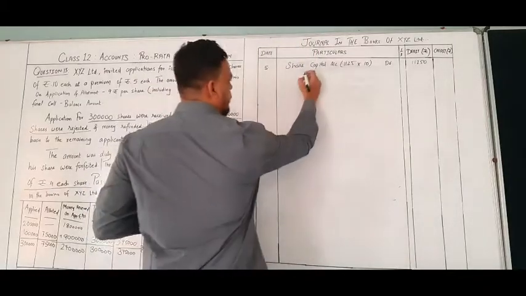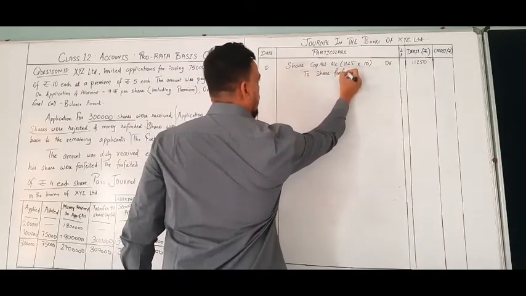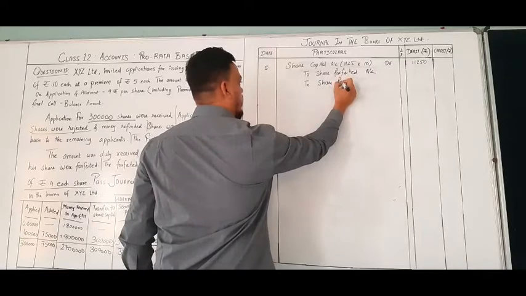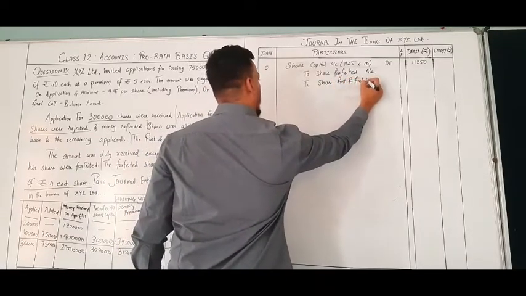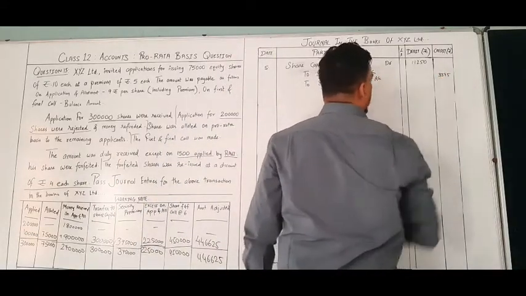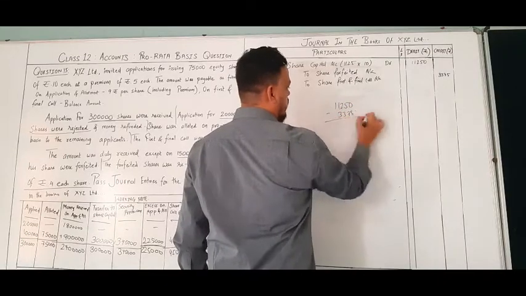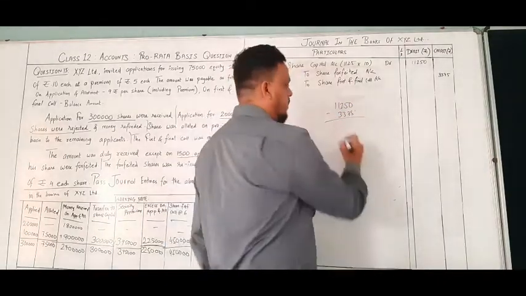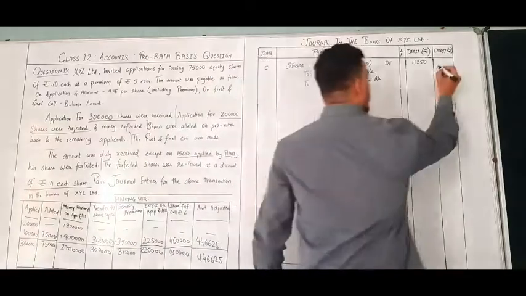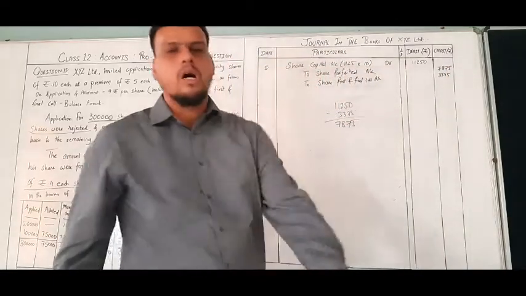Let's go with the term to share forfeited account to share first and final call account. As you have not received 3375, so we can reduce the amount 11250 minus 3375. So we can get the exact figure of 7875. This much amount has been forfeited by the organization. So we have to write 7875. This much of amount is being forfeited.